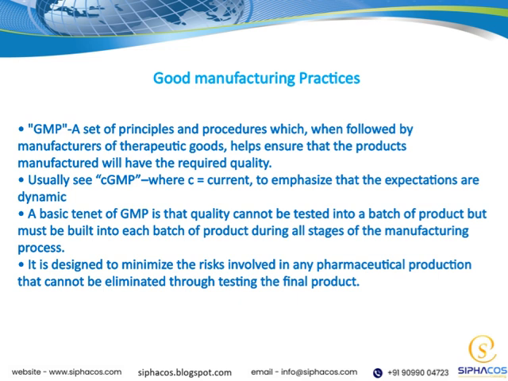A key idea behind GMP is that quality cannot just be tested into a product at the end. Instead, it must be built into every batch during every stage of manufacturing. This means quality isn't an afterthought, but a core part of the process from start to finish. GMP also aims to minimize risks in pharmaceutical production, risks that can't be completely eliminated just by testing the final product. By following these practices diligently, manufacturers can ensure that the medicines are safe, effective, and of high quality, which ties directly into our overall goal of safeguarding public health.